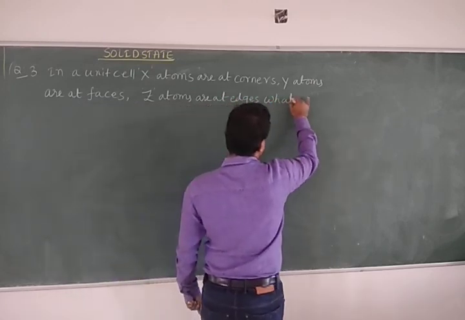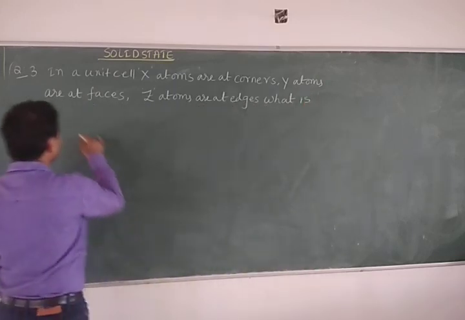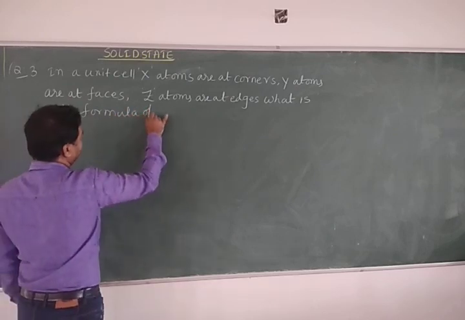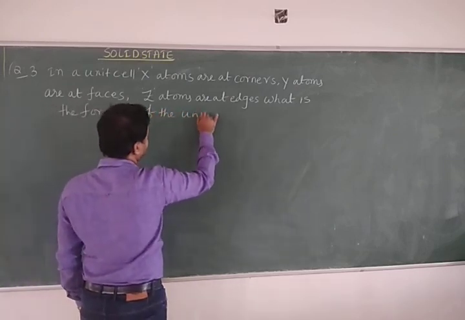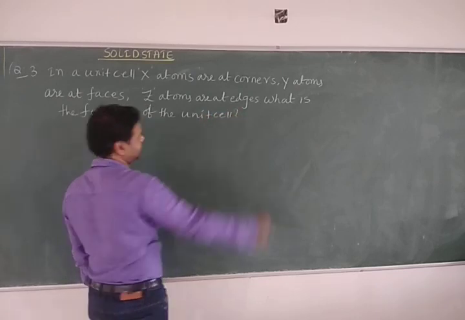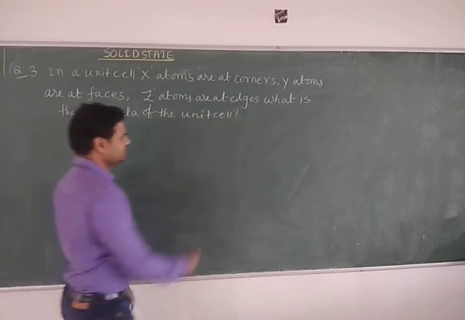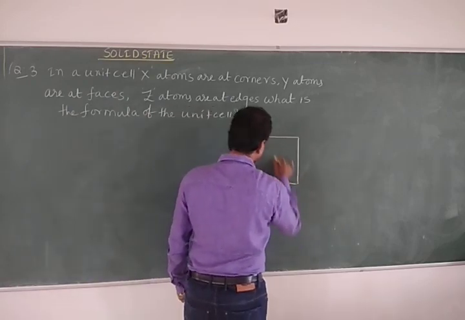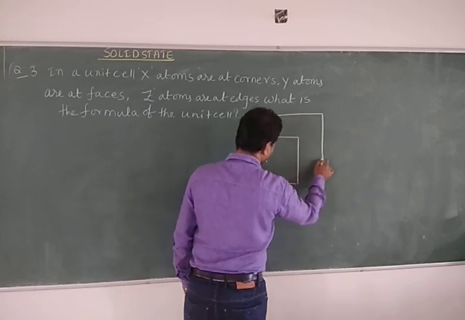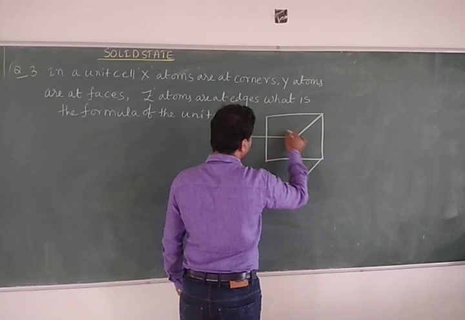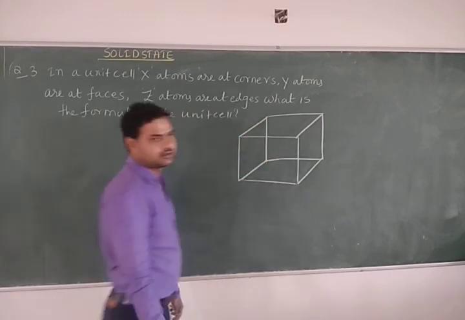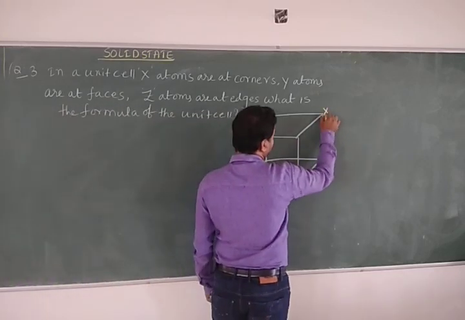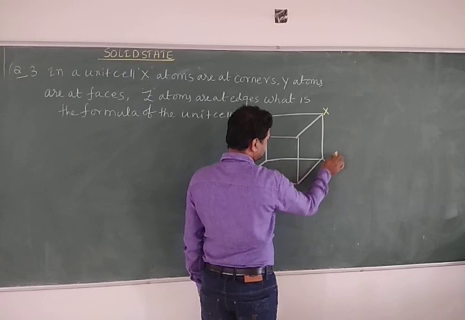What is the formula of the unit cell? This is one more different kind of question we have. To solve it, first we have to draw the unit cell, no doubt at all. So I am drawing a unit cell here like this. Now, X atoms are at where? Corners. Means you have to write the X atom at the corners. 1, 2. Like this. Just take this one.